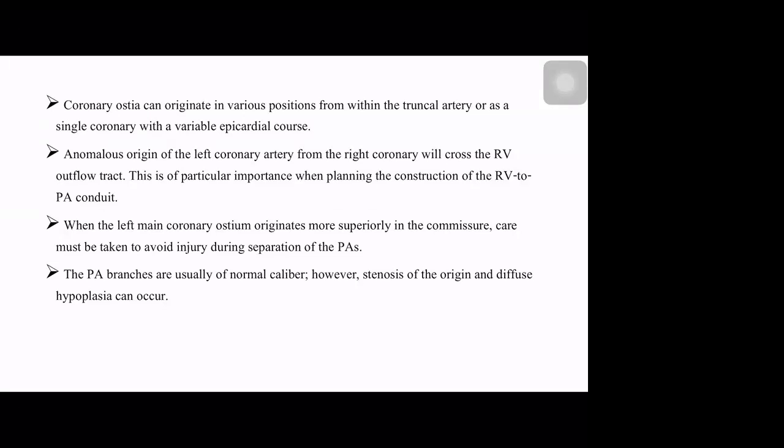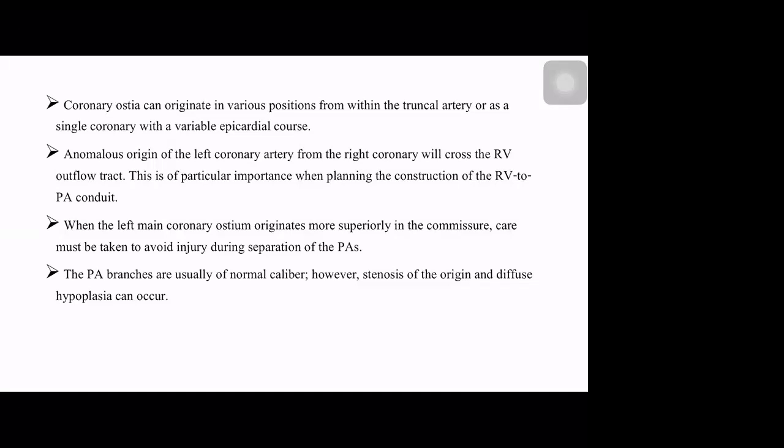Coronary ostia can originate in various positions from within the truncal artery or as a single coronary artery with a variable epicardial course. Now, there could be anomalous origin of the left coronary artery from the right coronary artery. When this type of anatomy is present, that left main coronary will cross the right ventricular outflow tract. This is of particular importance when planning the construction of the RV to PA conduit.